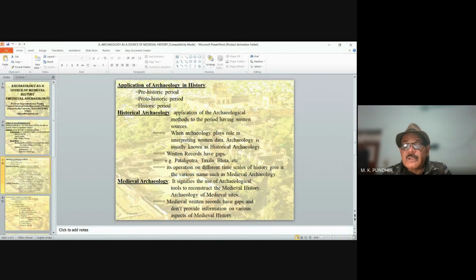Besides these gaps, sometimes we have to verify the information provided in written records. Abul Fazl talked a lot about the markets in Fatehpur Sikri. But until 20 years back, we didn't have any site or structures that could be designated as a market. Ultimately, our center conducted an excavation there, and we discovered a full-fledged market.